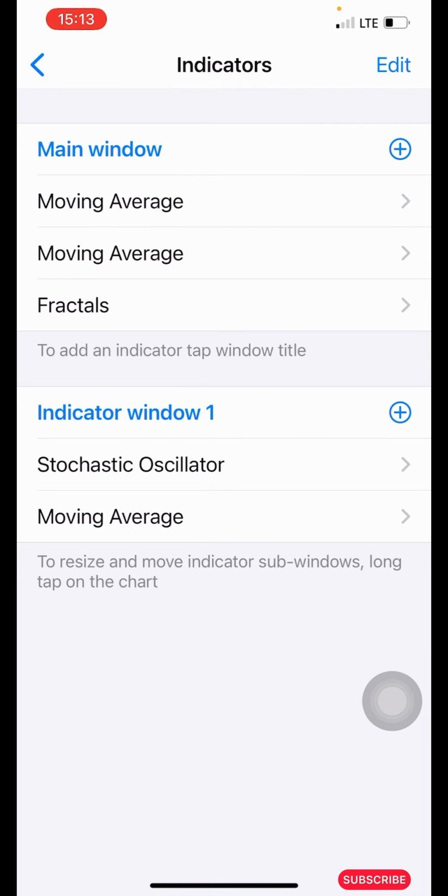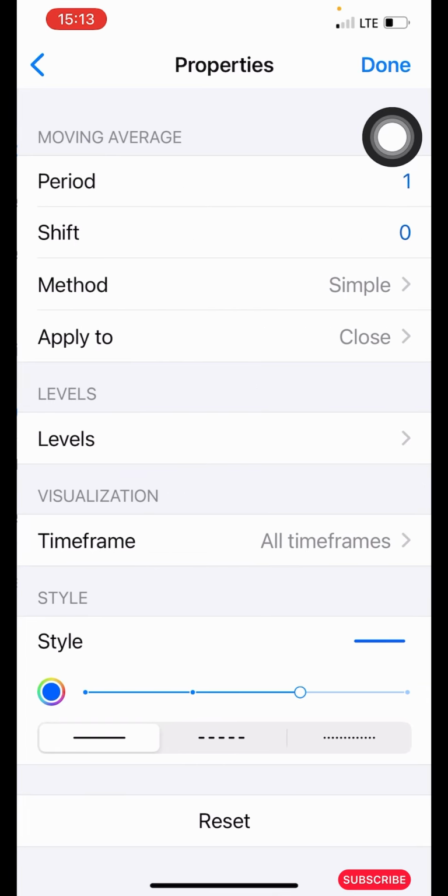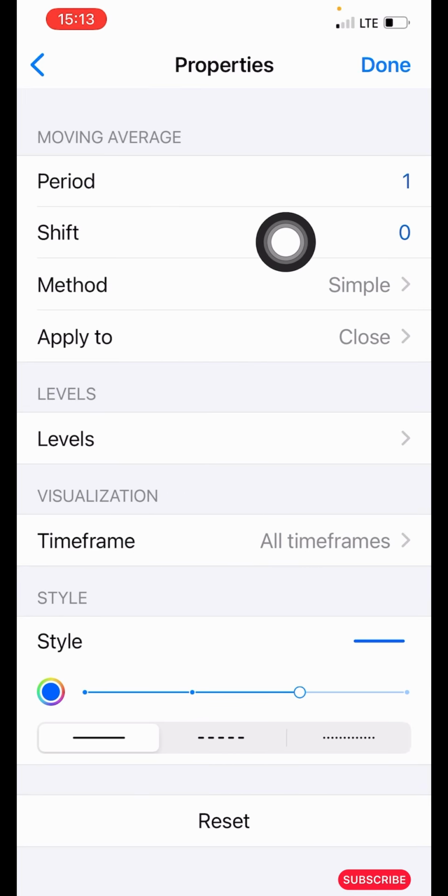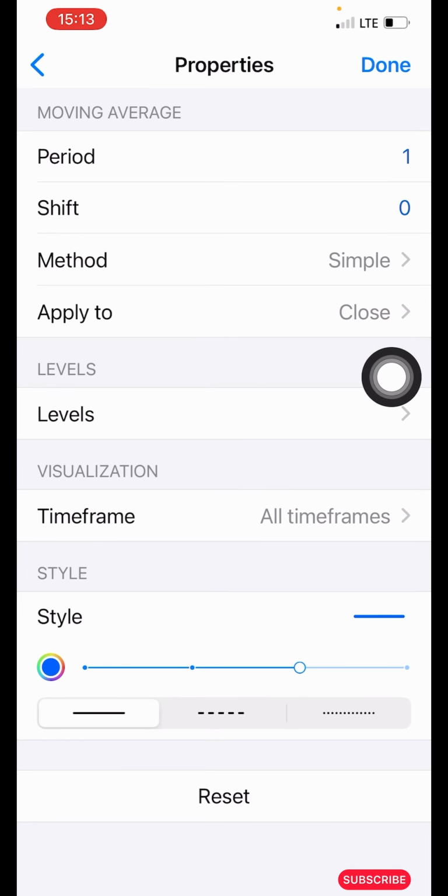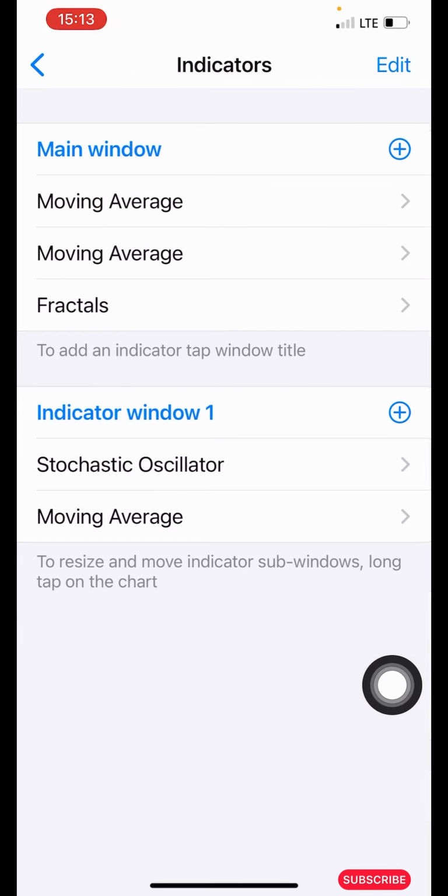Now the next indicator we have here is the moving average. For the second moving average, you're going to click on this plus icon again, you search for your moving average, you make the period 1, shift is 0, method is simple, apply to is close. The levels, you leave it as it is, time frame, all time frame. The style, you make it color blue, 3 pixel, you click on done.